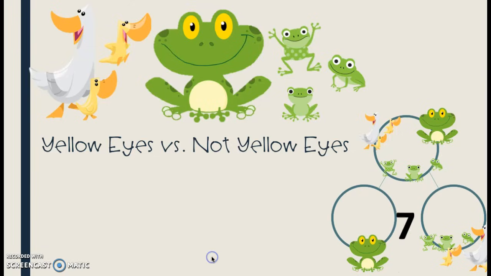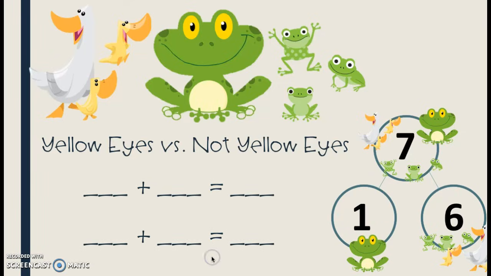So I know that there were 7 animals altogether. 1 had yellow eyes, and then the rest, or 6, didn't have yellow eyes. How'd you do? Say, I totally rock if you totally rock. Good job. All right, now I want you to write 2 number sentences that match with that number bond. Go ahead and press pause while you do that good work, and then press play to check yourself.